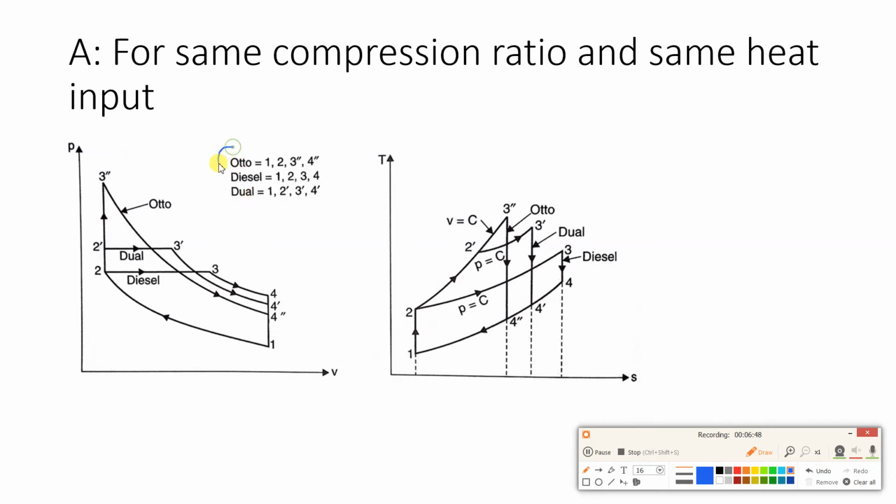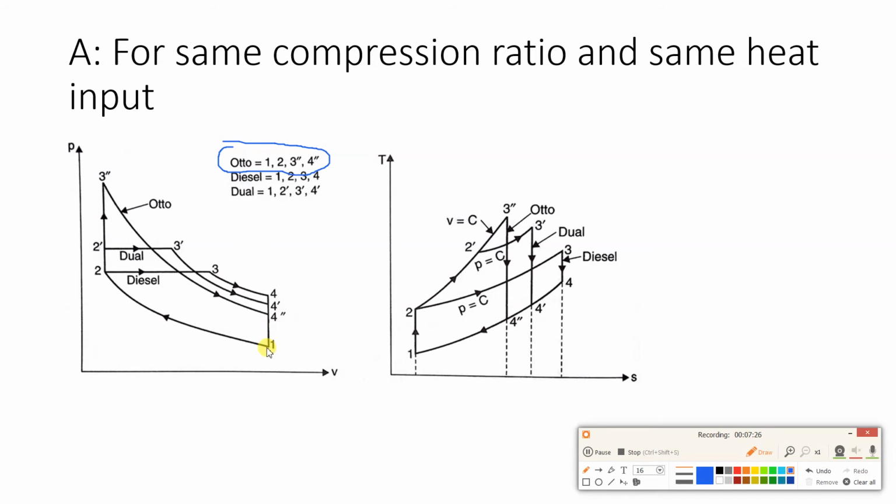So first cycle we will see is the Otto cycle. Now what is given? Same compression ratio is given. Compression ratio same means the V1 upon V2 ratio is same. So here you can see for all the three cycles, Otto cycle, dual cycle, diesel cycle, the 1 to 2 process remains the same. So same compression ratio. And what is the next part? Same heat input. How we can maintain the same heat input on the TS diagram, this we will see later. First we will see same compression ratio.